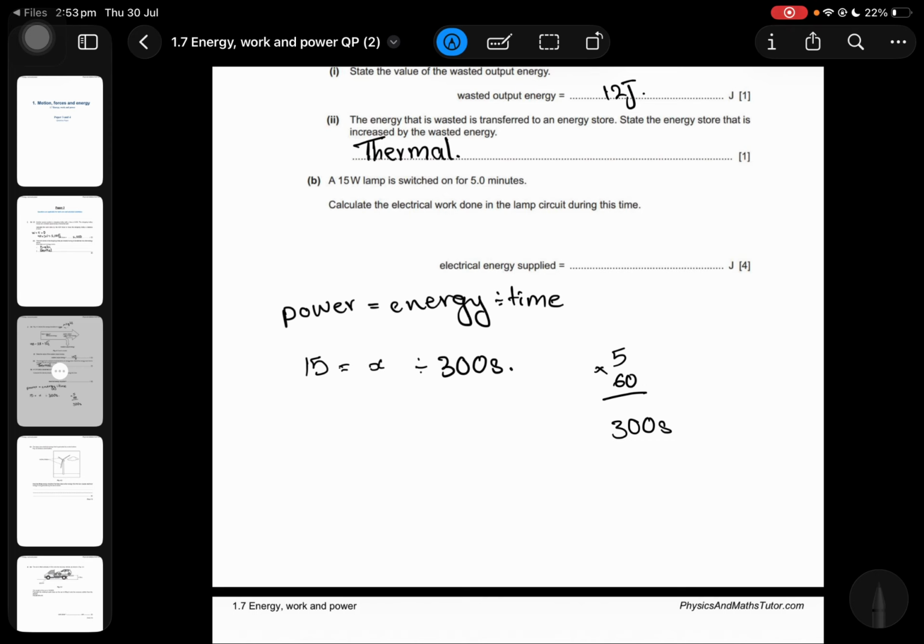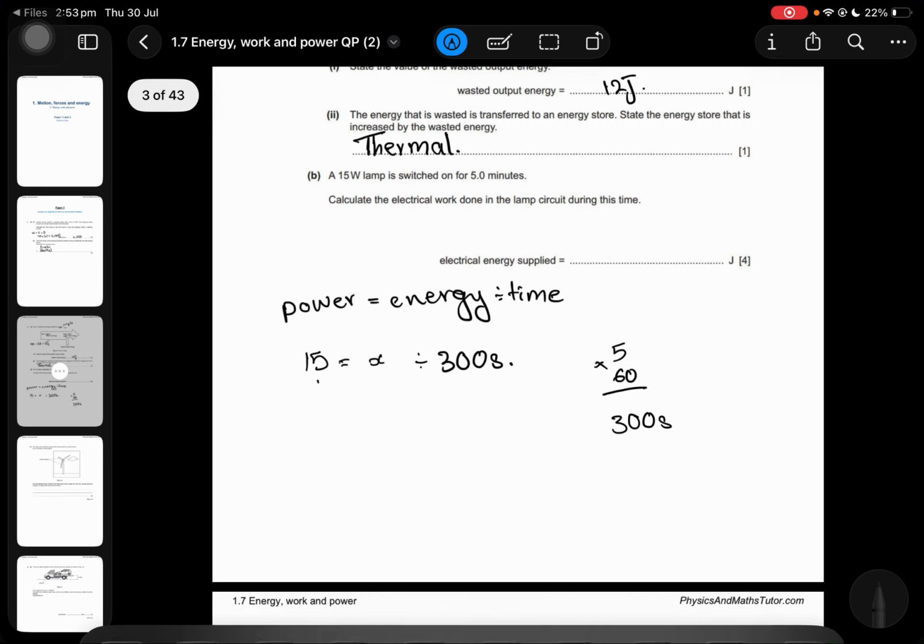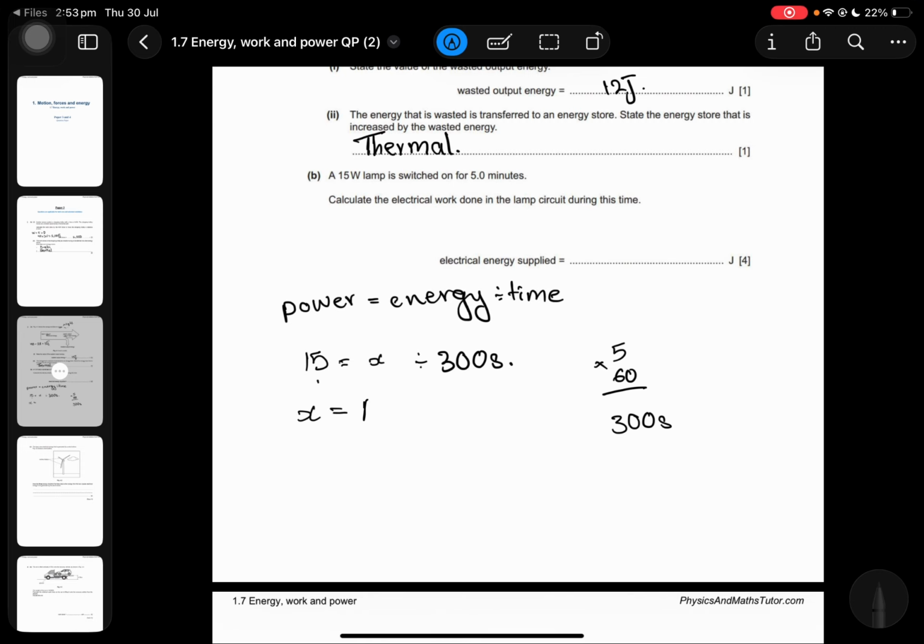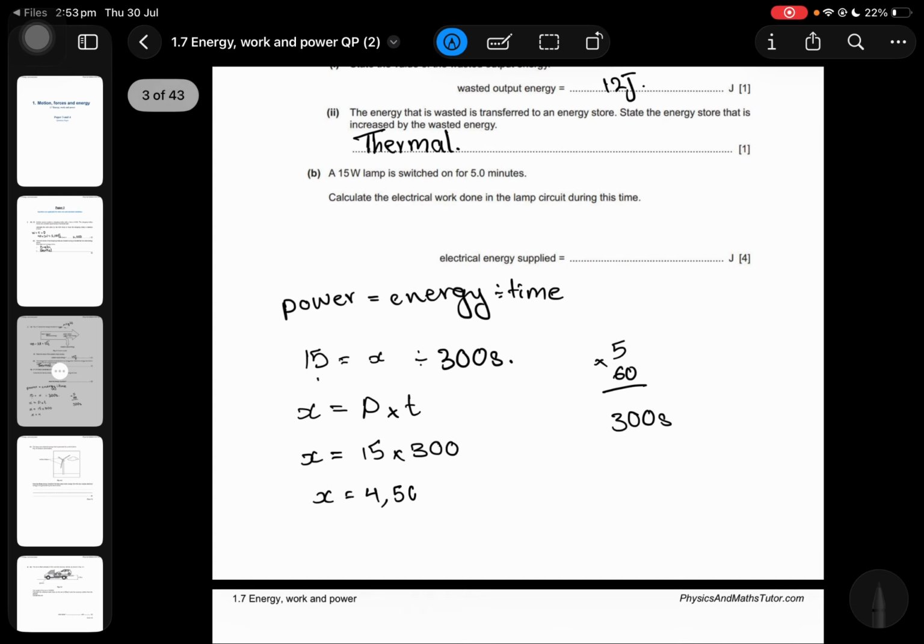So now we can rearrange this: x is equal to power multiplied by time. So x is equal to 15 multiplied by 300. We can use calculators: 15 multiplied by 300 is 4,500. So our answer is 4,500.